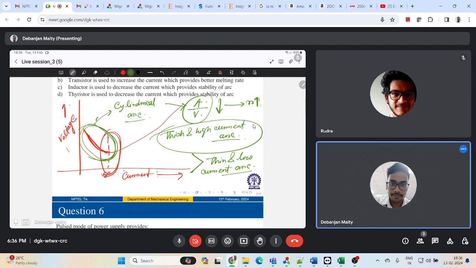And beyond that current value, the arc will bulge out and the current path becomes longer than the arc gap, which again increases the resistance of the arc. So these two are contradictory in nature, right? Due to these two opposing effects, that is higher temperature and longer current path, the voltage drop remains almost constant over a wide range of current values.